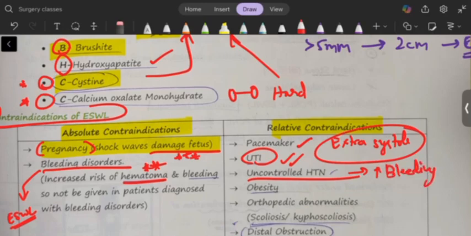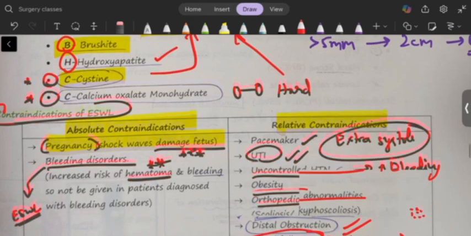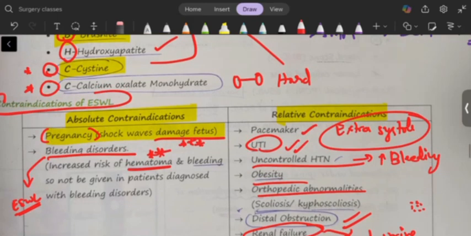Obesity, orthopedic abnormalities like scoliosis, kyphosis, distal obstruction, again it is contraindicated. Renal failure is contraindicated, because if there is renal failure there is a decreased tendency to form urine. So again urine will be concentrated. So even if we break small fragments, the kidney won't be able to eliminate them. Again aneurysm, increased risk of bleeding. So all these are contraindications for ESWL.